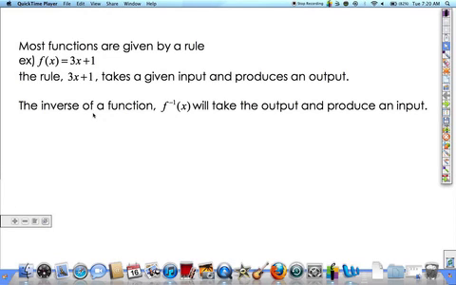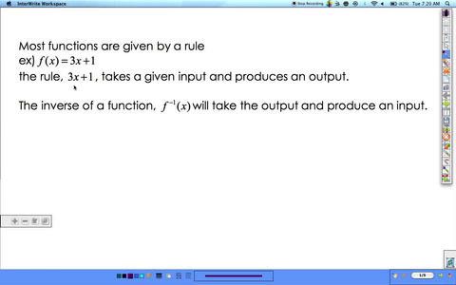Okay, today we're talking about writing inverse functions. An inverse function is that every function has something that would undo it. So that's what the inverse does. It's the opposite, right?